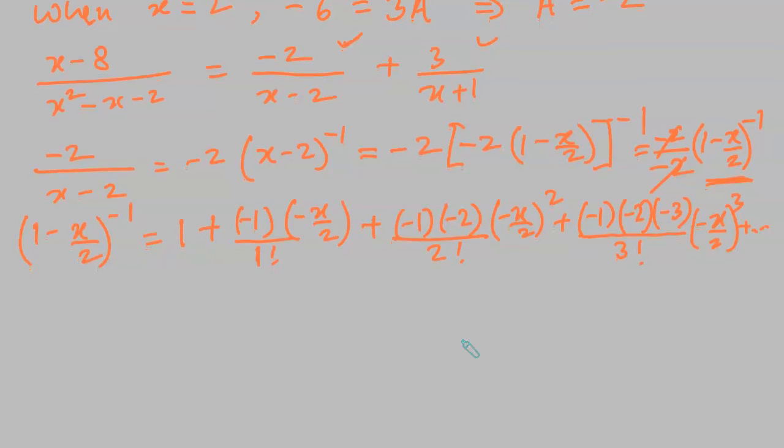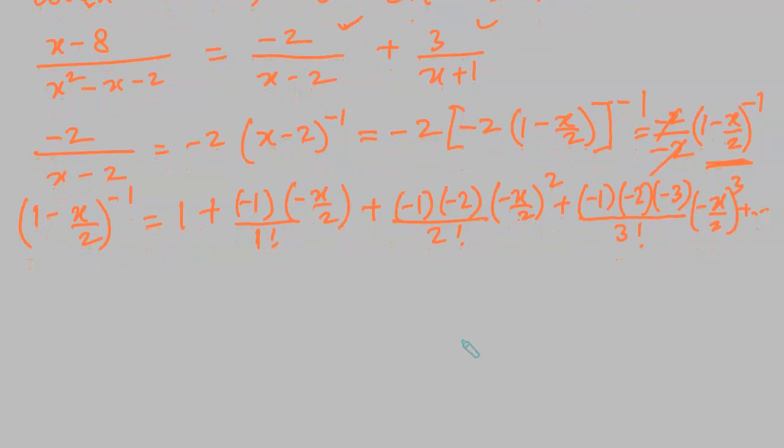We are asked to give the terms up to x cube, so I have written up to x cube, and let us simplify these terms. So it is 1 and this is plus x over 2. Okay, and this one is minus 1 times minus 2 is plus 2 over factorial 2, which is equal to 2. 2 over 2 is 1, and negative x over 2 whole square is x square over 4.